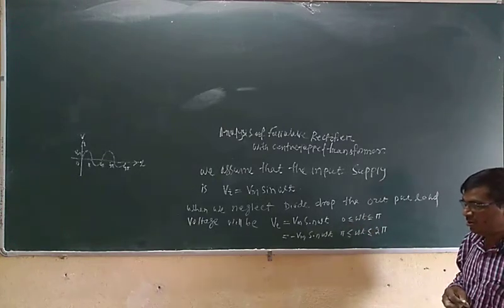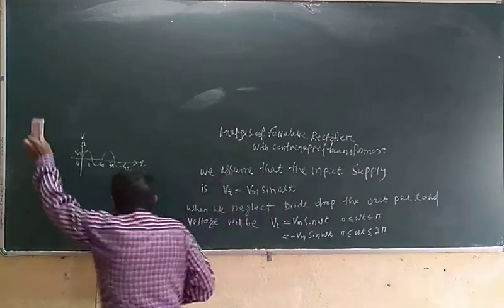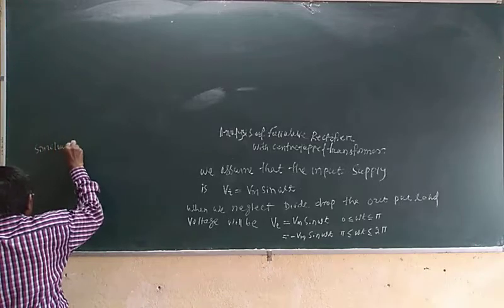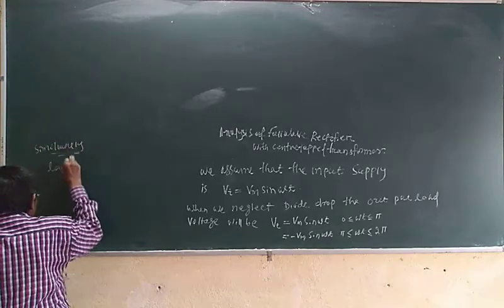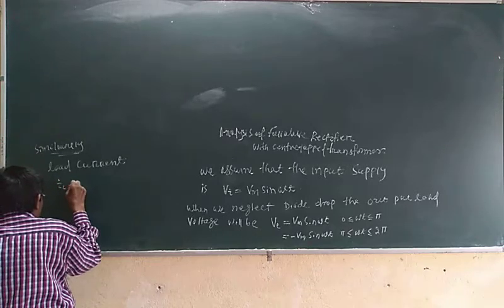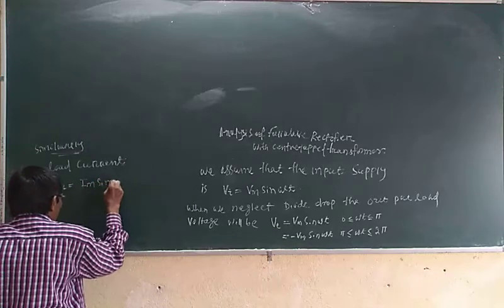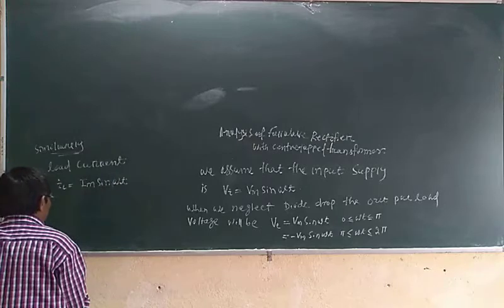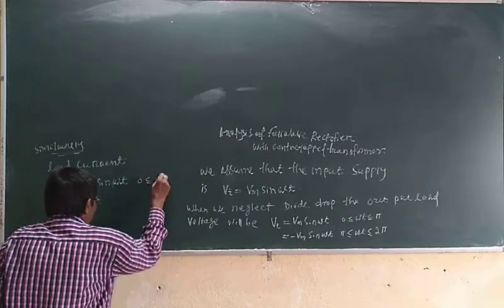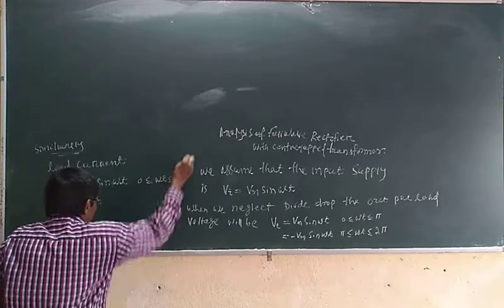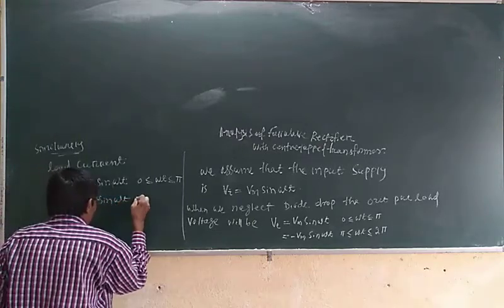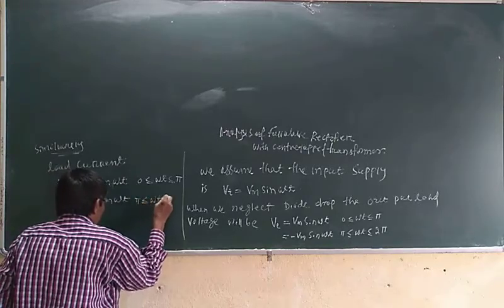Similarly, we consider the load current. Now we can write the load current IL equal to Im sin omega t, for omega t in between 0 less than or equal to omega t less than or equal to pi, and minus Im sin omega t for pi less than or equal to omega t less than or equal to 2 pi.